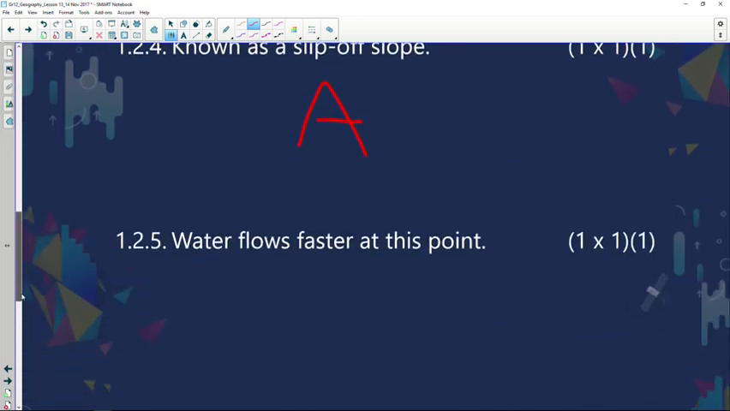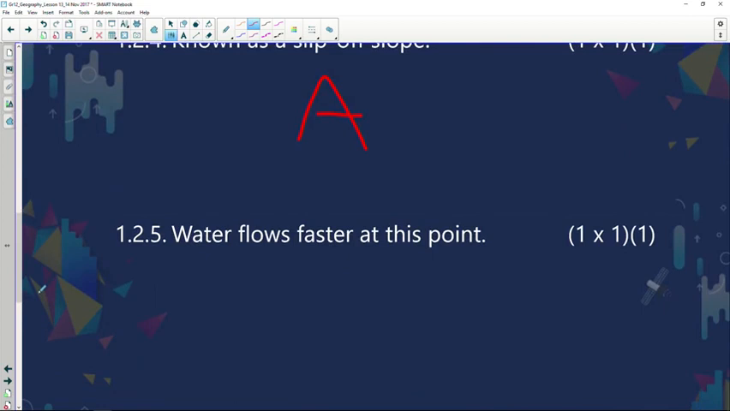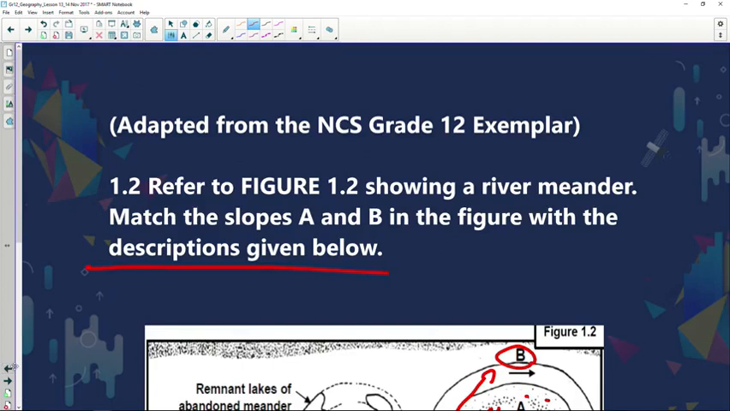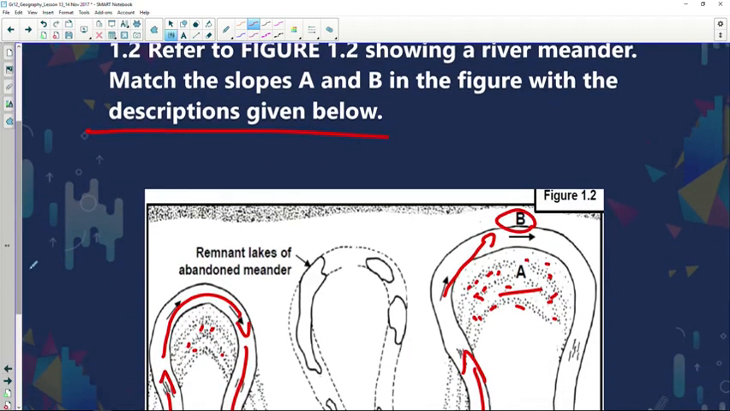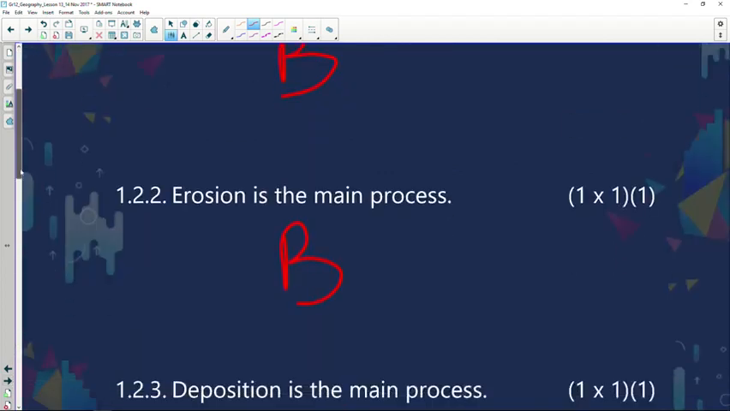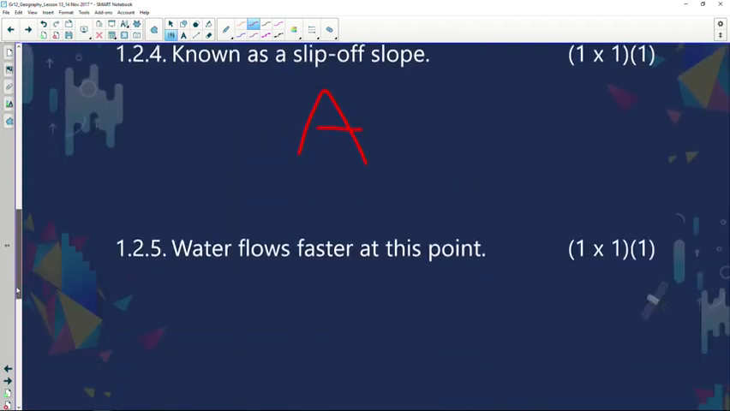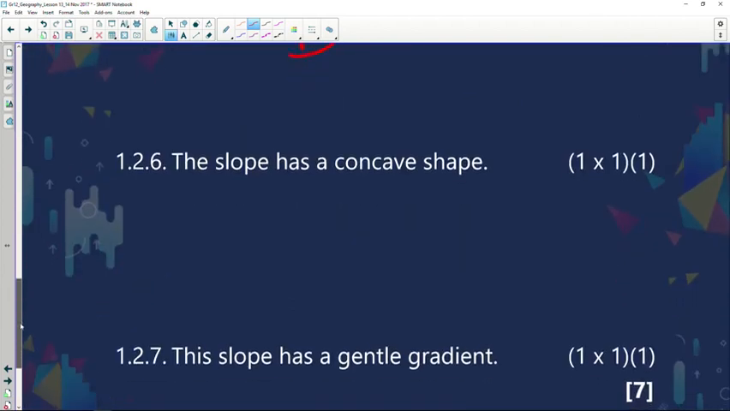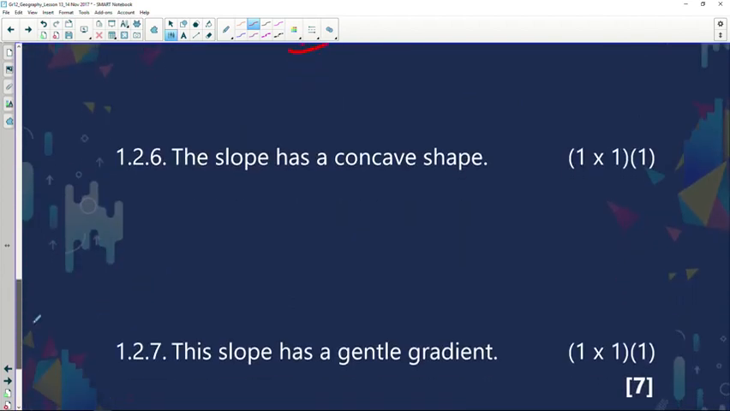If you look at number B, water flows faster at this point, and that will be number B, as you can see over there. Because of the deposition taking place on the inside bend, the water is not going to be that fast flowing, but on the outside bend, where erosion takes place, that's where the water is going to be the fastest. So the correct answer for 1.2.5 is B. The slope has a concave shape. The correct answer over there is B.